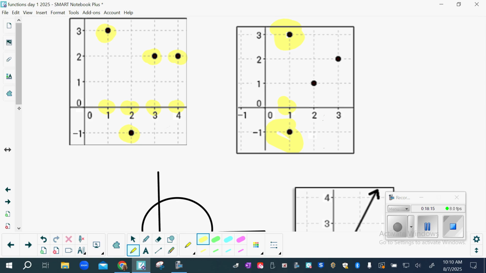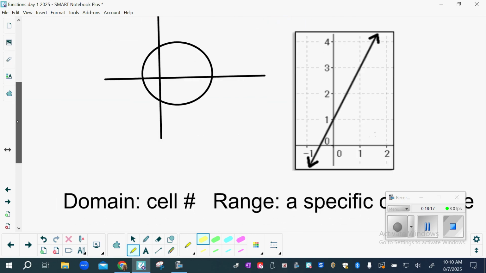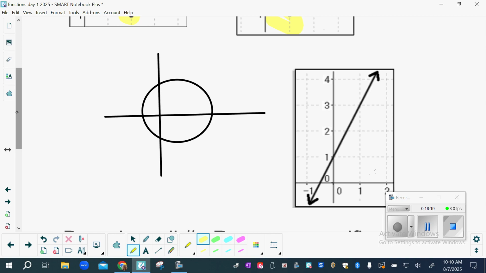So here we go again, my sweet, sweet potatoes. Take a look at A and B. Decide with your table group. 1 is a function, 1 is not. This should be a pretty easy one. Turn and talk. A and B, which one's the function, which one is not a function? Are we good? Yeah, nice and easy?